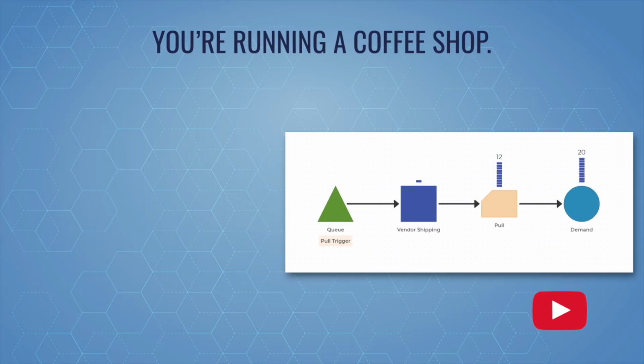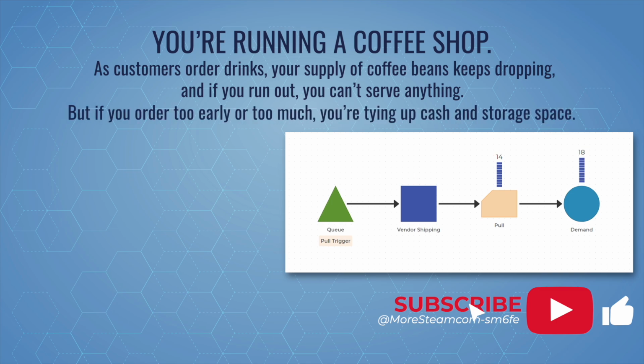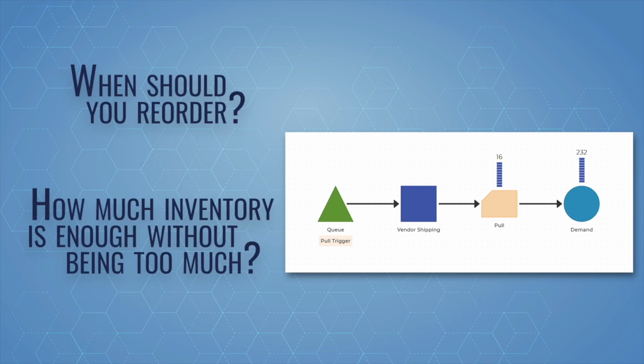You're running a coffee shop. As customers order drinks, your supply of coffee beans keeps dropping, and if you run out, you can't serve anything. But if you order too early or too much, you're tying up cash and storage space. When should you reorder? And how much inventory is enough without being too much?